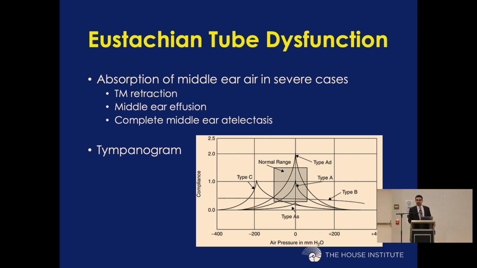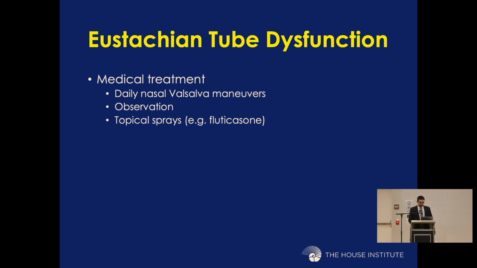And in more advanced cases, you would see a type C tympanogram, and if there is an effusion, obviously you would see a type B tympanogram. So in terms of treatment, when I see someone with a fresh diagnosis, or maybe they had an issue before and it just came back, I would start with medical treatment. We tell them to do daily nasal Valsalva maneuvers. We do topical steroid sprays, or you can also just observe it if they're really not having much in the way of symptoms.